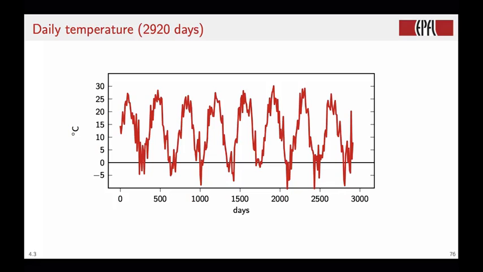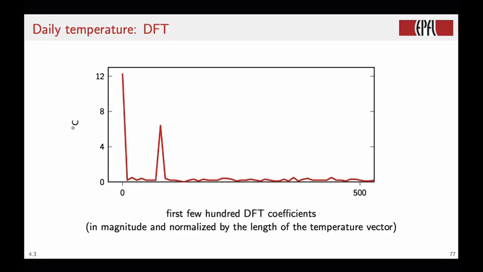If we take the DFT of this time series, we see that there is actually a very pronounced periodicity in the spectrum. There is basically just one peak. And if we plot the normalized DFT coefficients, so if we divide the DFT coefficients by the length of the temperature vector, we can actually extract some information about the temperature values in this time series.